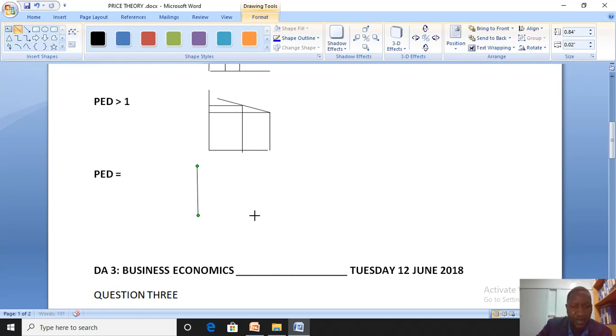PED equals infinite. The demand curve will be something like that. That's our demand curve. This implies that consumers will buy infinite quantity of a product at that market price, but any attempt to increase the price above the market price causes demand to fall to zero. So those are the 5 different conditions for the price elasticities of demand.